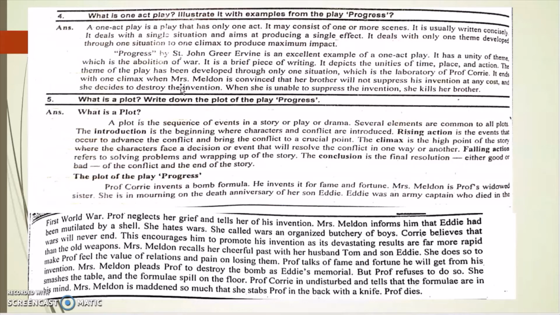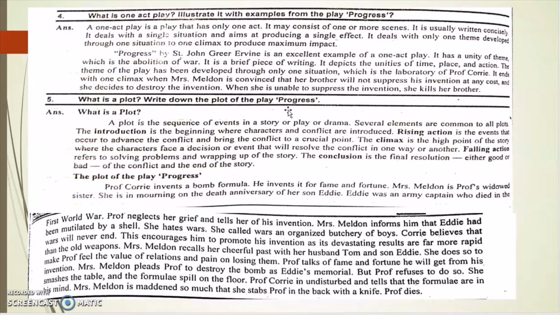It ends with one climax when Mrs. Milton is convinced that her brother will not suppress his invention at any cost, and she decides to destroy the invention. When she is unable to suppress the invention, she kills her brother. So that's one act, one story, single conclusion. That's it.